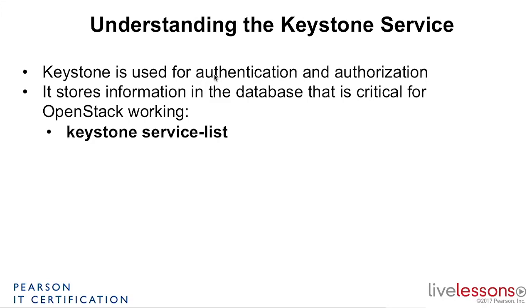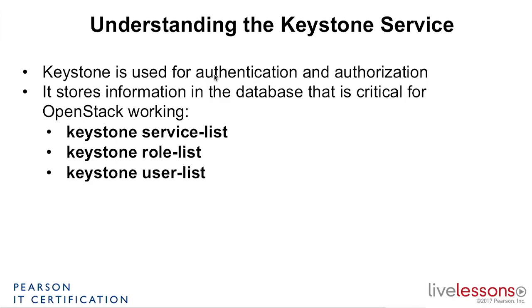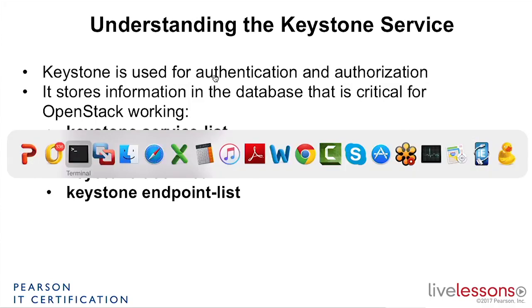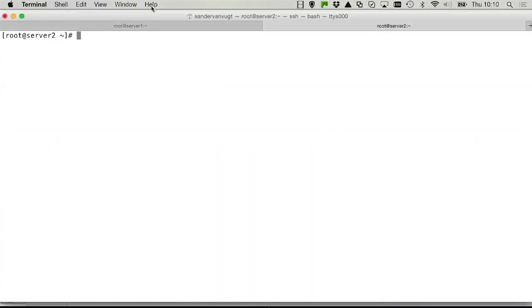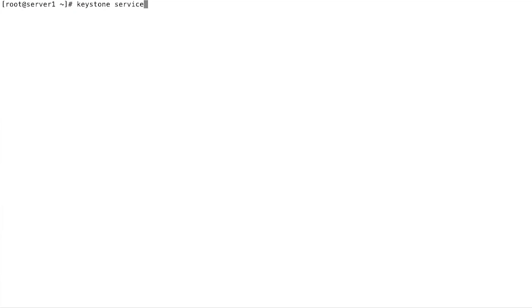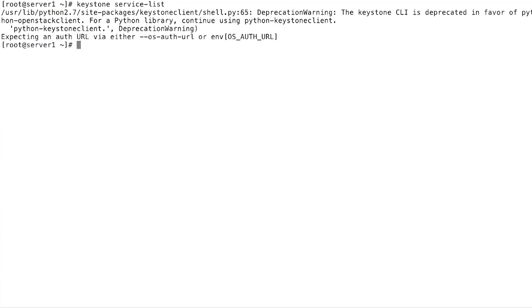And you can get the information out of the database with some commands like keystone service-list and keystone role-list and keystone user-list and keystone endpoint-list. Let me show you a couple of those commands. keystone service-list. And now look at that.